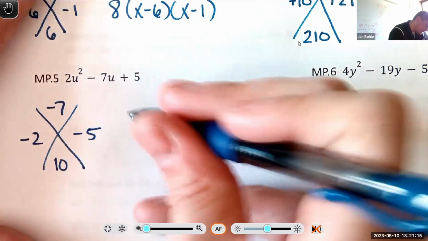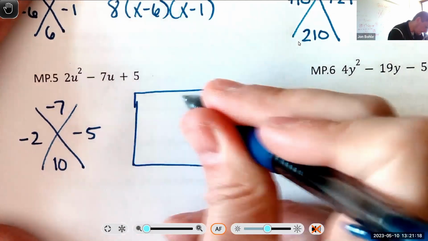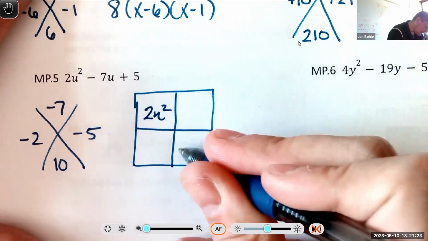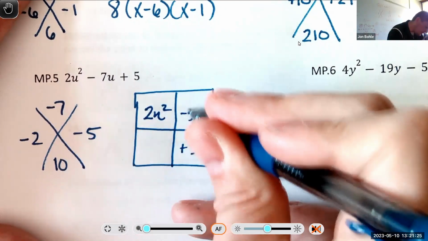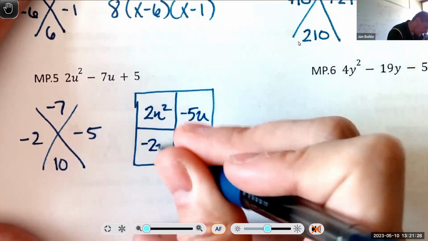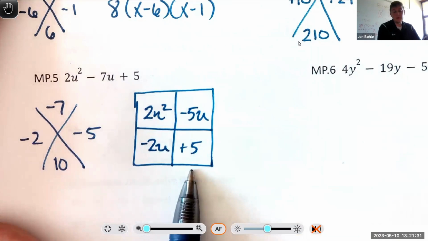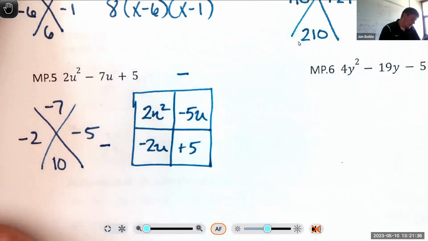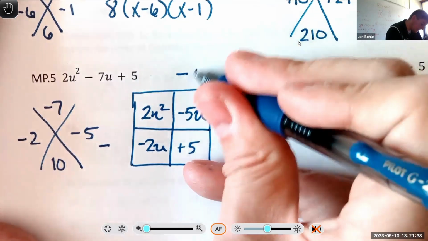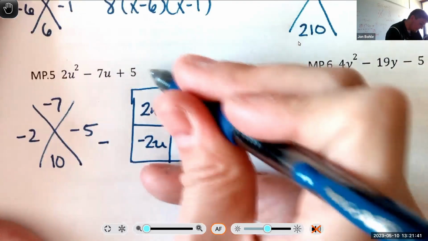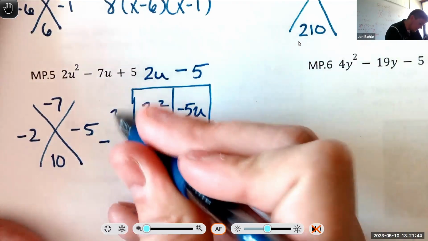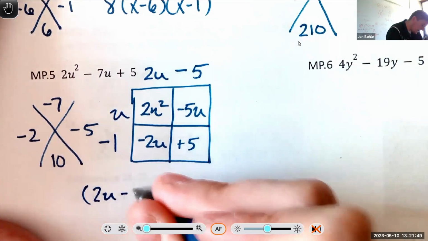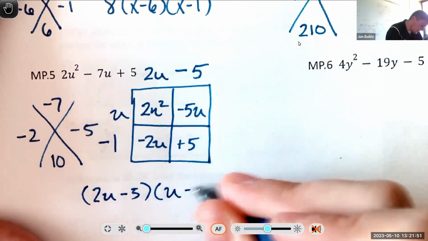Okay, when I set this up, I'm going to have a 2u squared and a 5, and then a -5u and a -2u. I have negatives in each of these corners because I'm multiplying to a positive. Then you take the greatest common factor. Here's 5. Here's 2u. Here's 1u. And here's 1. So this factors into 2u minus 5 times u minus 1.